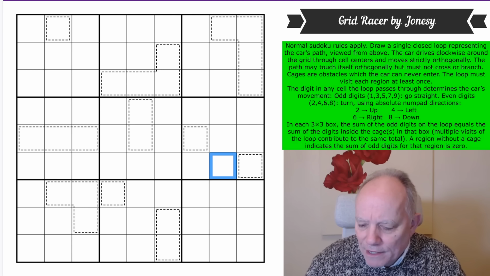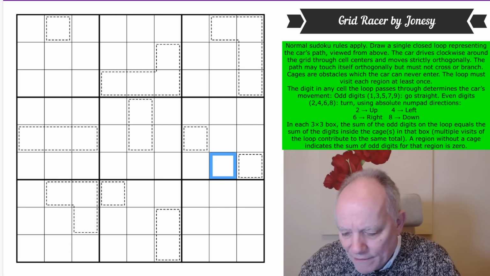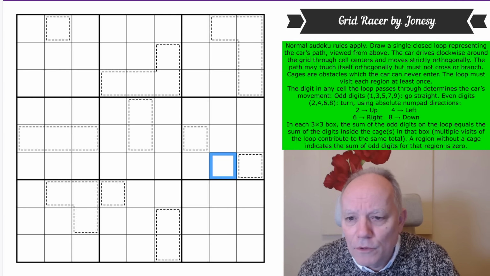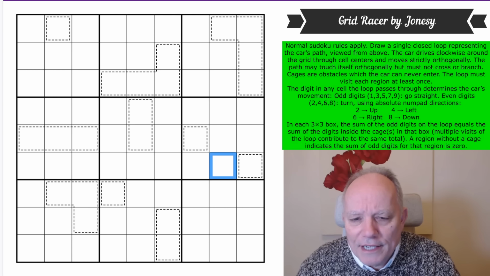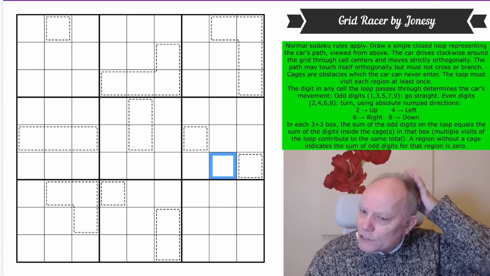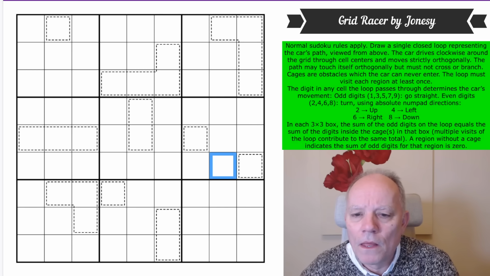So on your number pad, obviously 2, 4, 6 and 8 have arrows pointing, let's call them south, north, west and east. No, let's not call them that, because in the rules Jonesy calls them up, left, right and down. So if we hit a 2, we go up on this path. If we hit a 4, we go left. If we hit a 6, we go right. And if we hit 8, we go down. The loop must visit each region at least once.